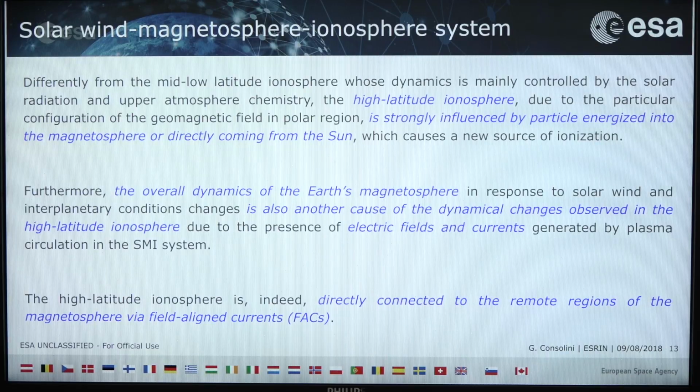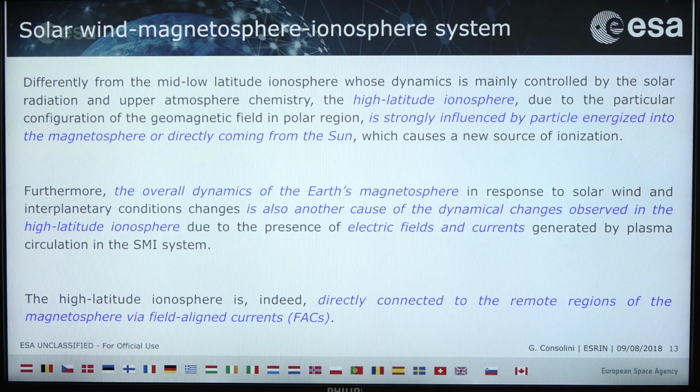And we have, in some sense, to understand that the overall dynamics of the Earth's magnetosphere in response to the solar wind and interplanetary conditions changes is also another cause of the dynamical changes that we observe in the high latitude ionosphere. And this is due to the fact that we have electric fields and currents that directly connect the ionosphere to the magnetosphere.